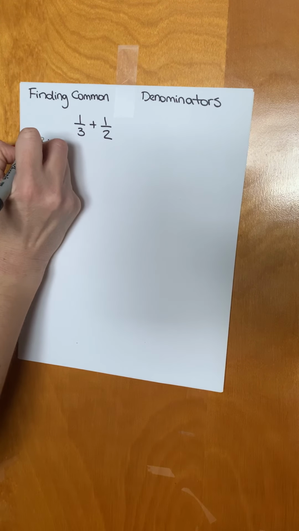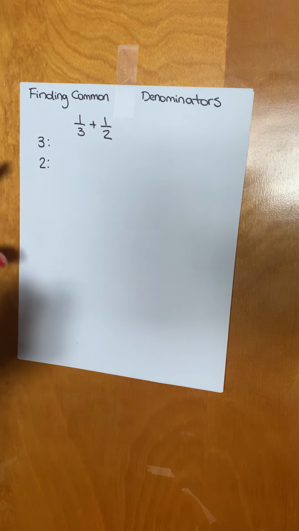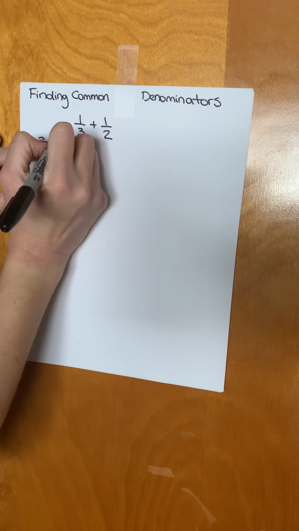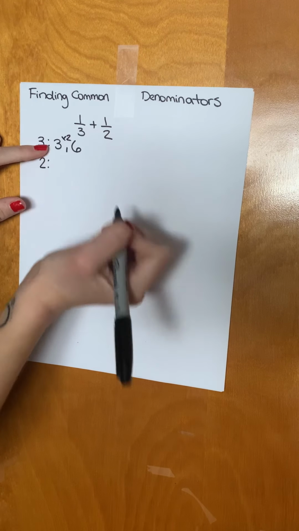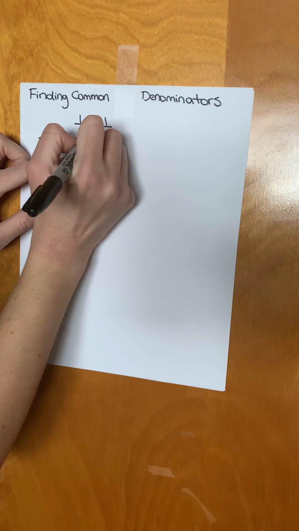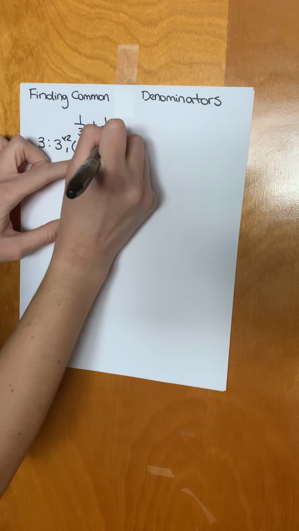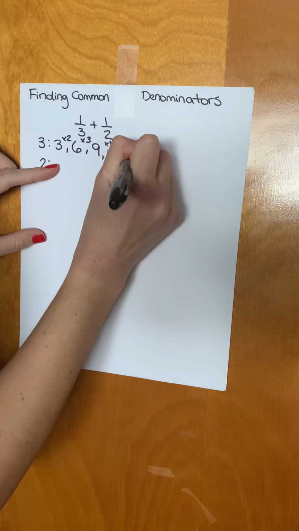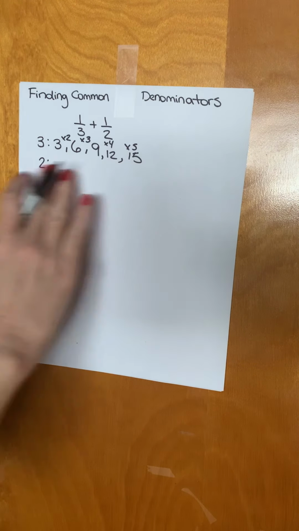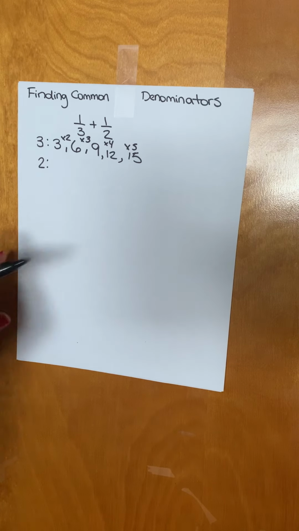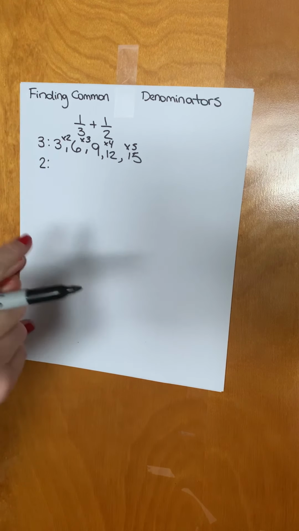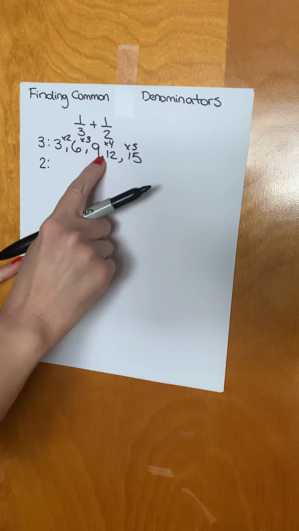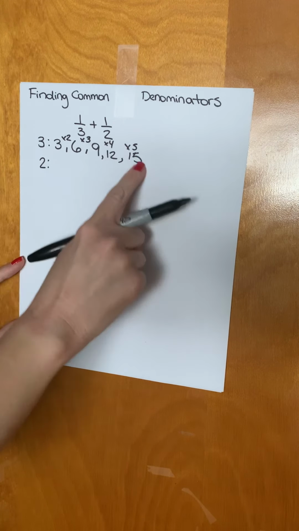So I'm going to list my multiples of 3 first. So remember, we always start with that number. So we start with 3. 3 times 2 makes 6. 3 times 3 makes 9. 3 times 4 makes 12. And 3 times 5 makes 15. I'm going to stop there. If I need more numbers later on, I can always add it. But remember, this is just multiples or what that number makes. So 3 can make a 3. 3 can make a 6. 3 can make a 9. 3 can make 12. 3 can make 15.